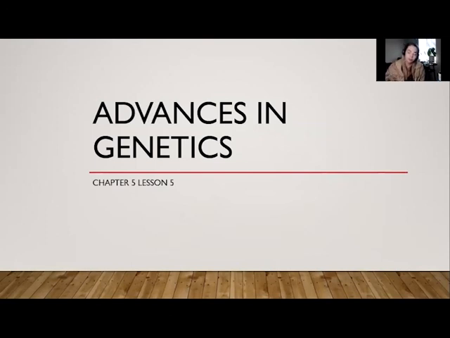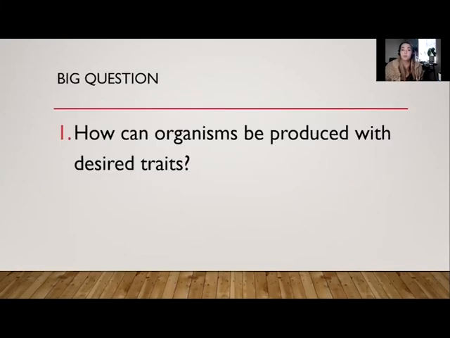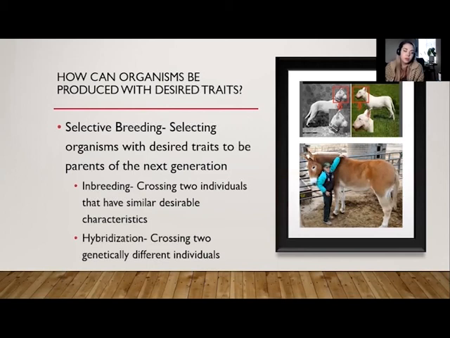I promise. So, we only have one big question this week, and that is how can organisms be produced with desired traits? The first method of producing organisms with desired traits is called selective breeding.